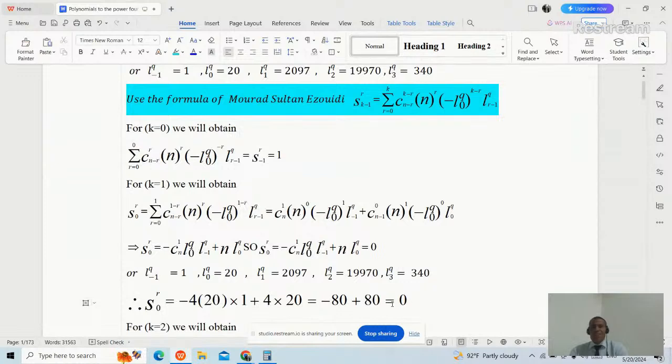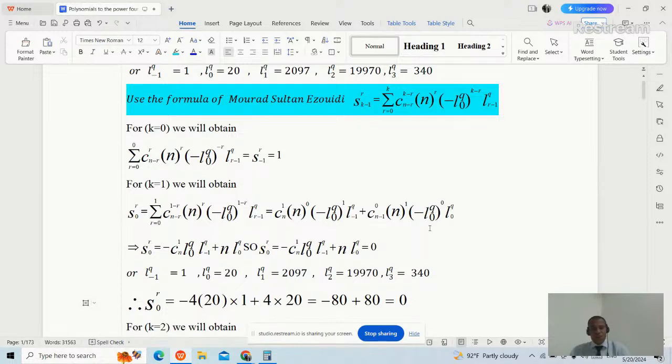Therefore, now it's clear that S0 is 0. Using the discriminant formula of Mr. Mourad Sultan Ezouidi, I will just obtain negative 4 multiplied by 20, because L0Q is 20, times 1, because L minus 1 of order Q is 1, plus 4 times 20, because here plus n is 4, the highest power of this polynomial, multiplied by L0 of order Q, which is 20. So it will be negative 80 plus 80, which is 0. This is the formula when setting Q equal 1.